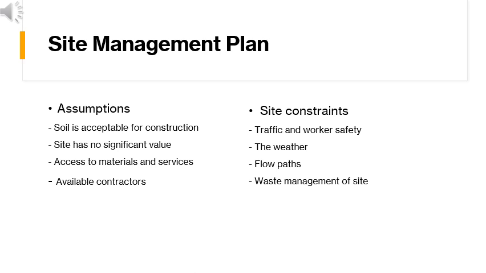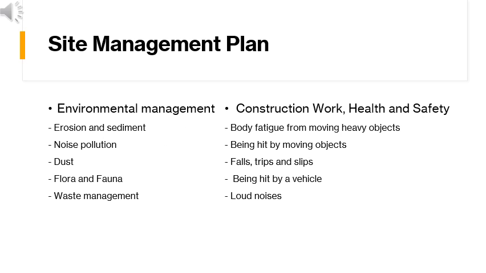Some site constraints include worker safety due to local traffic, the weather, flow paths needing diversion, and waste management on site. The Environmental Management Plan covers topics such as erosion and sediment management, dust and noise pollution, flora and fauna management, and waste management. The Site WHS plan covers key points such as dealing with fatigue, being hit by moving objects, workplace accidents, loud noises, and car accidents. More info on these points and their strategies of management can be found in the report.